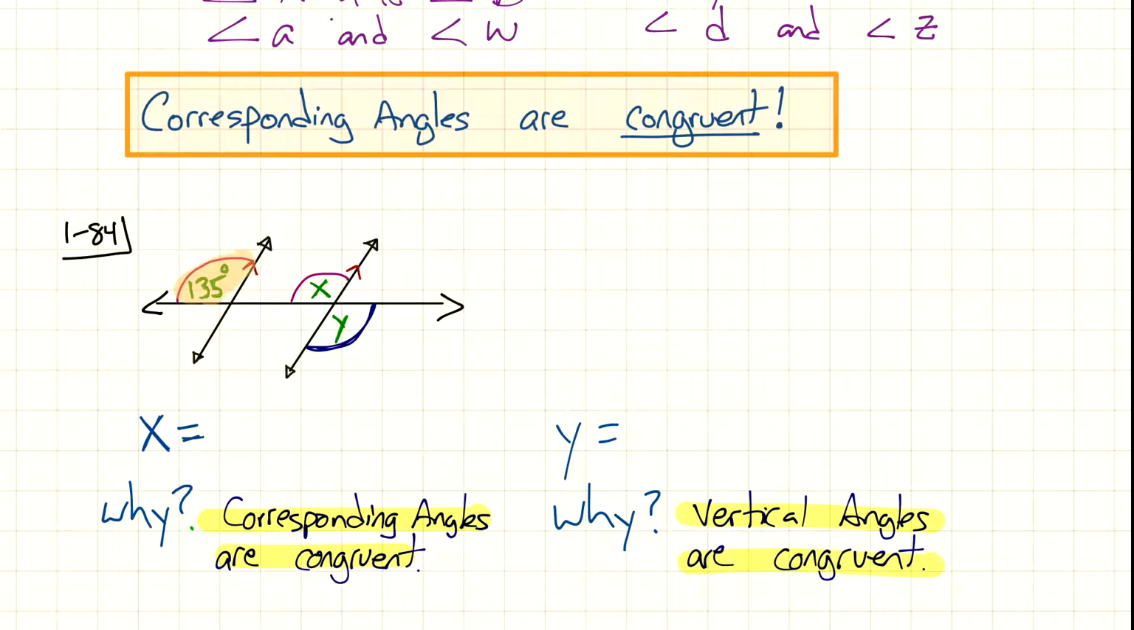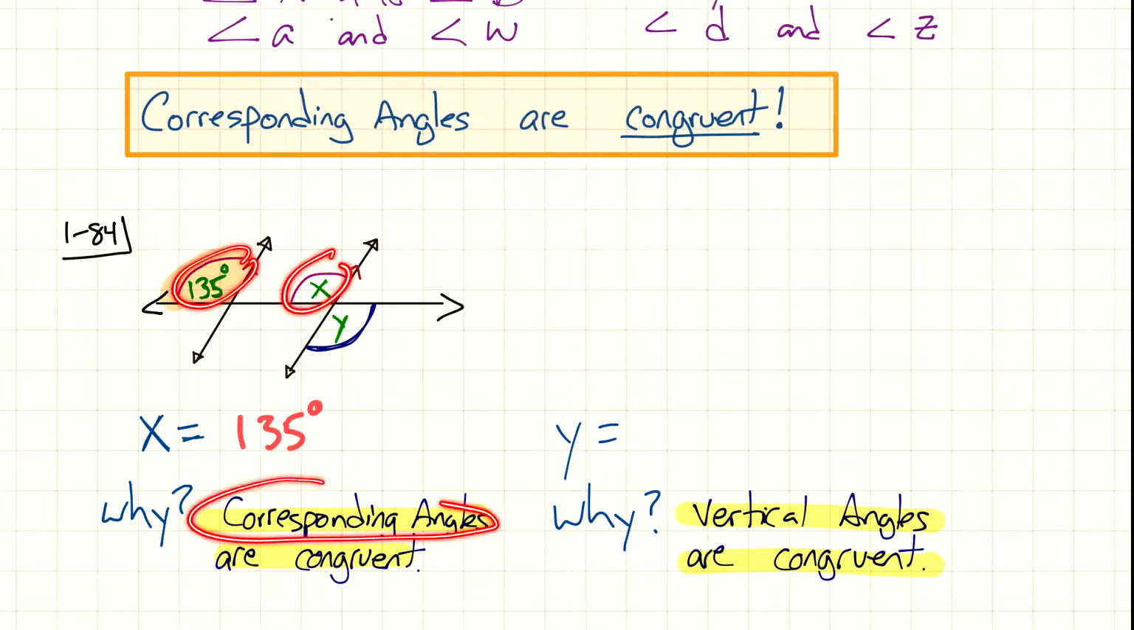If I take this angle, 135, and I translate it, if I slide it over, you'll notice it fits perfectly on x, which means they are the same angle. So I could say that x is equal to 135 degrees. And what's the reasoning for that? Not only do you need to understand what the measurement is, but why. The reason is because corresponding angles are congruent, so they must be the same.